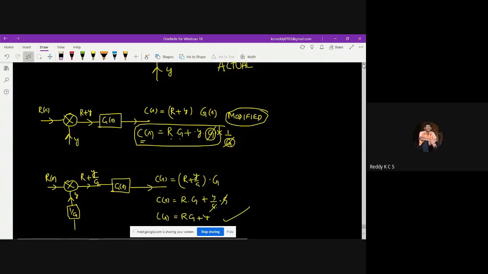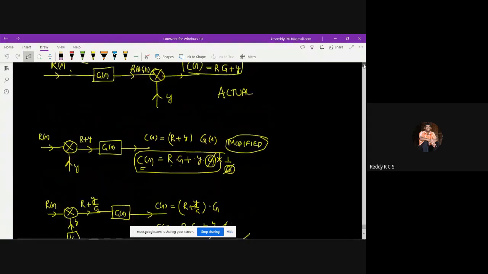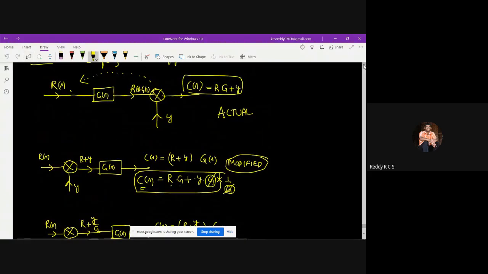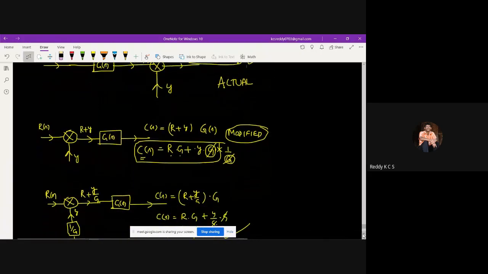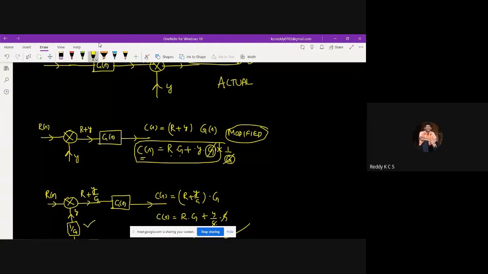So what is the actual one? Rg plus y. So here also I got Rg plus y, which means that when you are trying to shift the summing point behind this block, you need to incorporate a block gain value reciprocal to this block, which is the g here.